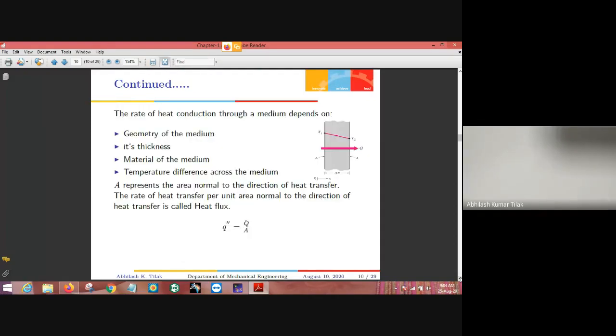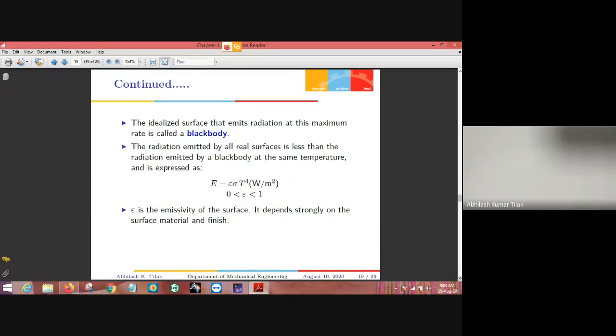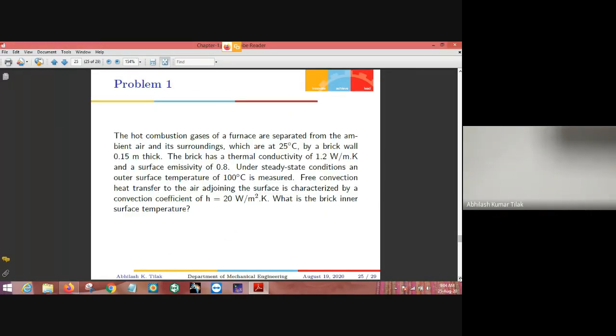So the problem number one, it is given that there are hot combustion gases of a furnace which are separated from the ambient air and its surroundings, which are at 25 degrees centigrade. So here the ambient temperature, that is T infinity, and T surrounding both are equal at 25 degrees centigrade, and it is being separated by a brick wall which is 0.15 meter thick.